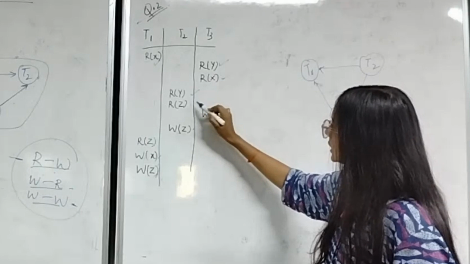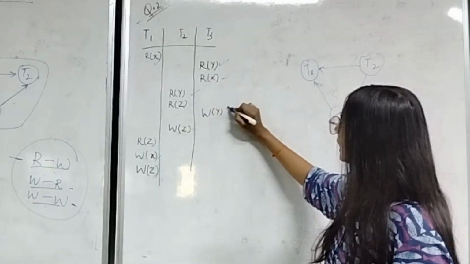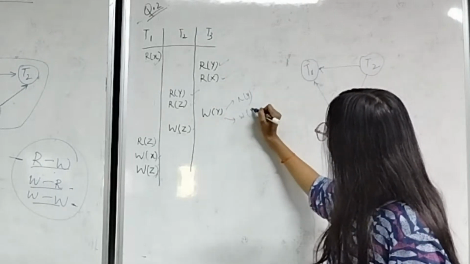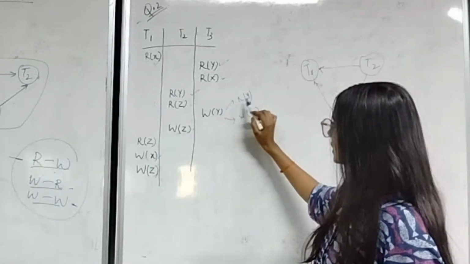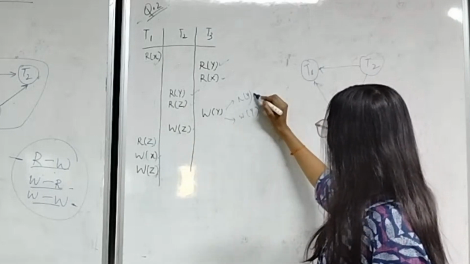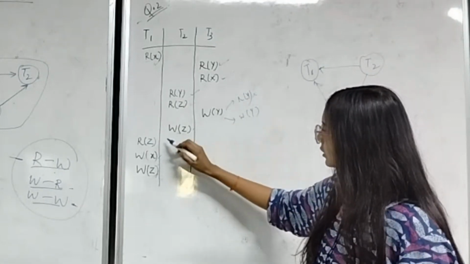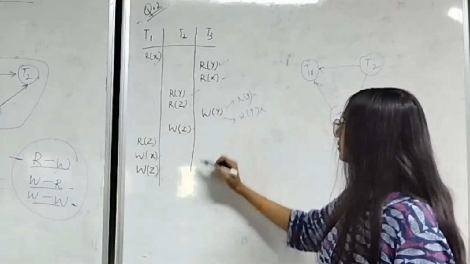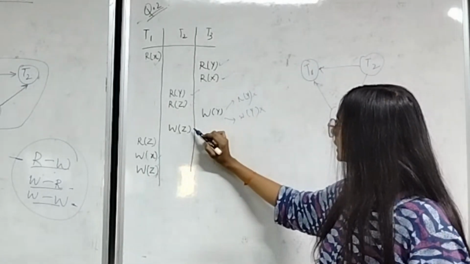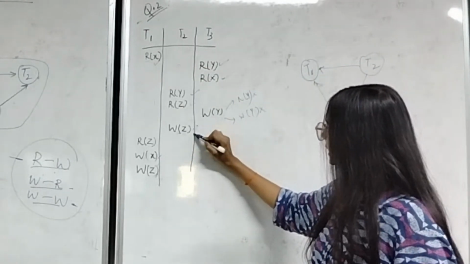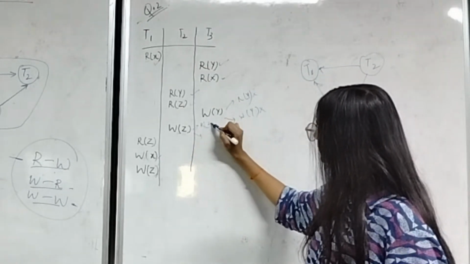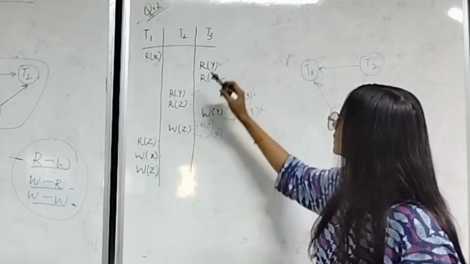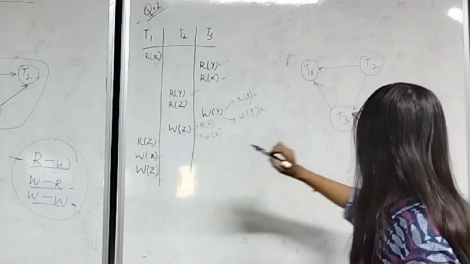Okay. Check. Next, we'll go for write of y. Again, we have to look for read of y and write of y. Okay. Read of y. There's no read of y, no conflict. W of y, write of y. There's no conflict. We do not have write of y down there. Fine. Let's check for W of z. We have to check for read of z and write of z.